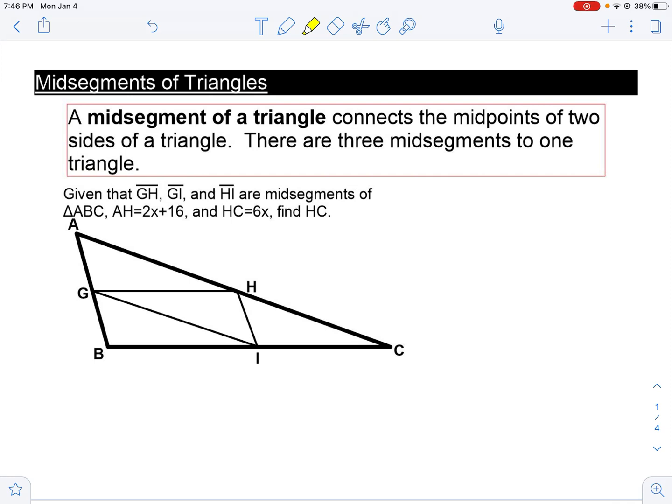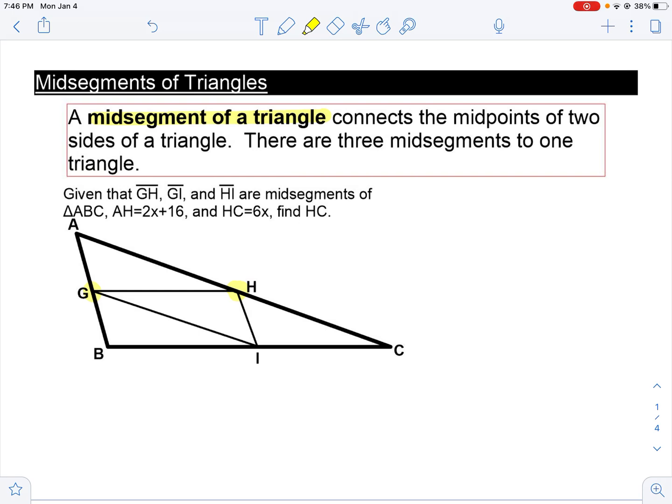All right, so we're looking at mid-segments of a triangle. So in your notes page, you have a blank there. This is what you're filling in the blank, a mid-segment of a triangle. It is going to connect the midpoints of two sides of a triangle. So like G and H, that is a mid-segment of a triangle, G to H. There are three mid-segments in one triangle.